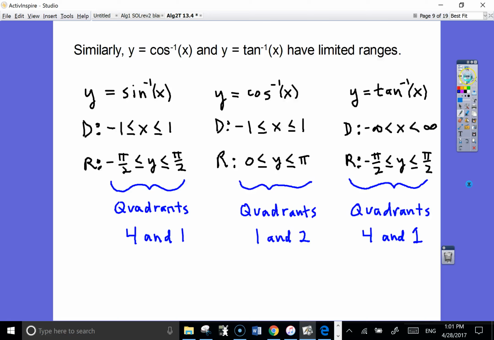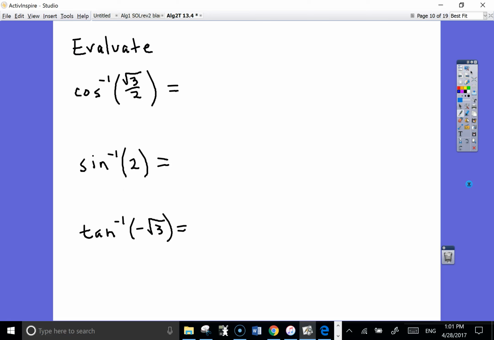Right. Here we go. So, evaluate. Now, in these cases, you're going to recognize some of these values as coordinates on the unit circle, so we're going to expect to get answers that are angle measures from the unit circle. Personally, when I look at cosine inverse of the square root of 3 over 2, what I'm saying to myself is, at what angle does the cosine equal root 3 over 2? Again, I do this just by thinking of the unit circle.